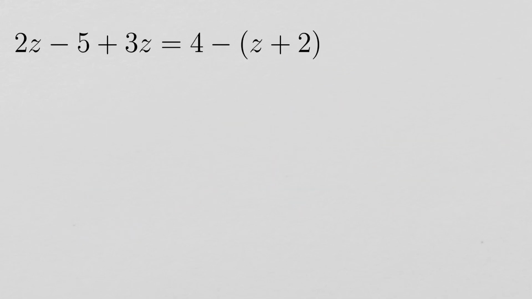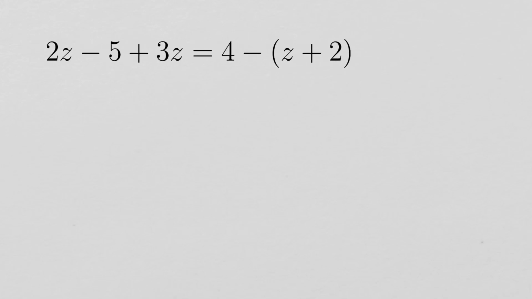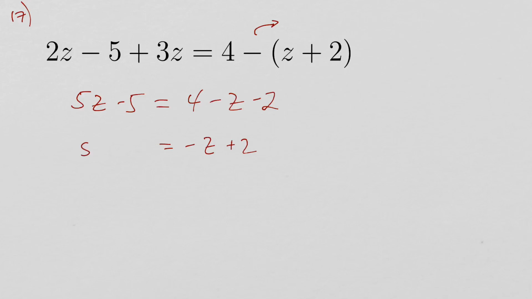Okay, by the way, this is number 17. Let's combine like terms on the left-hand side, and we're going to get 2 plus 3 is 5z minus 5. We'll distribute this negative here and get 4 minus z minus 2. And when we combine those, we'll get 4 minus 2 is a positive 2.